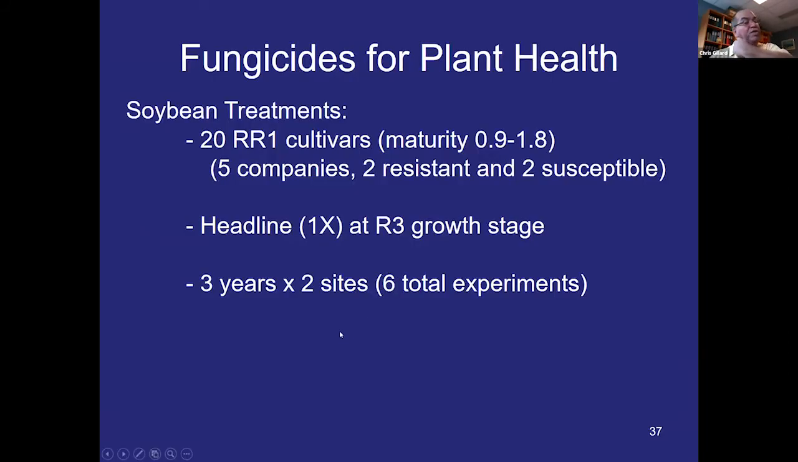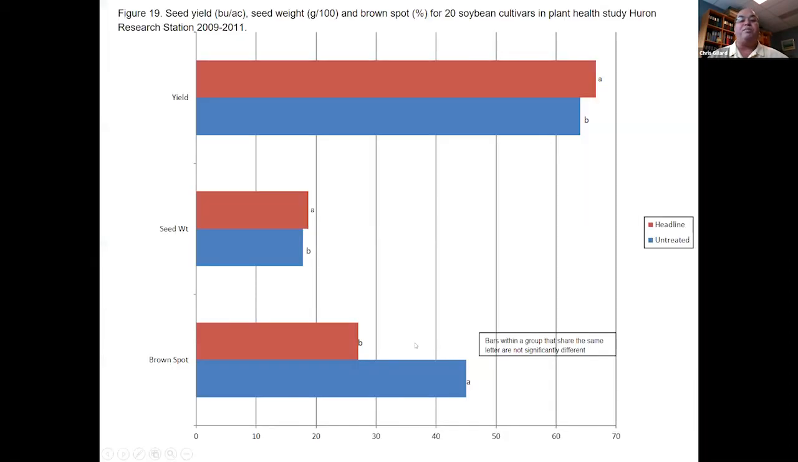So then we moved on to soybeans, and we did a different study. We took 20 different cultivars. They're all Roundup Ready ones. We asked 5 companies to give us 2 resistant and 2 susceptible cultivars. I definitely got some raised eyebrows when I asked for susceptible. They all said, well, we don't have any susceptible, but then they gave us some anyway. We applied Headline at 1x rate, the full rate, at an R3 growth stage, so early pods. 3 years of data, 2 sites, so a total of 6 experiments.